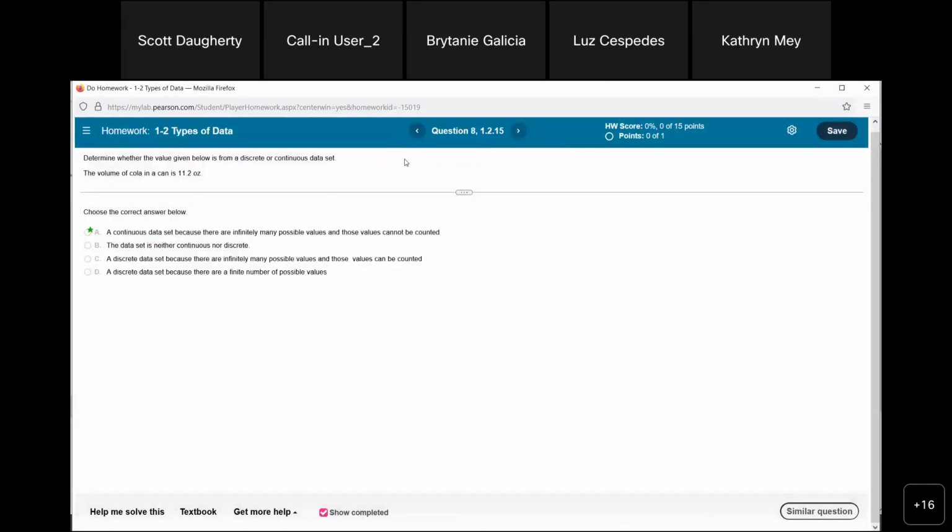Okay, as another example, this one says the volume of cola in a can is 11.2 ounces. They want to know whether the data that you're collecting is continuous or discrete. And once again, since it's a liquid, liquids can evolve continuously in the amount. They don't have to jump by a certain number. And so this would be continuous data.